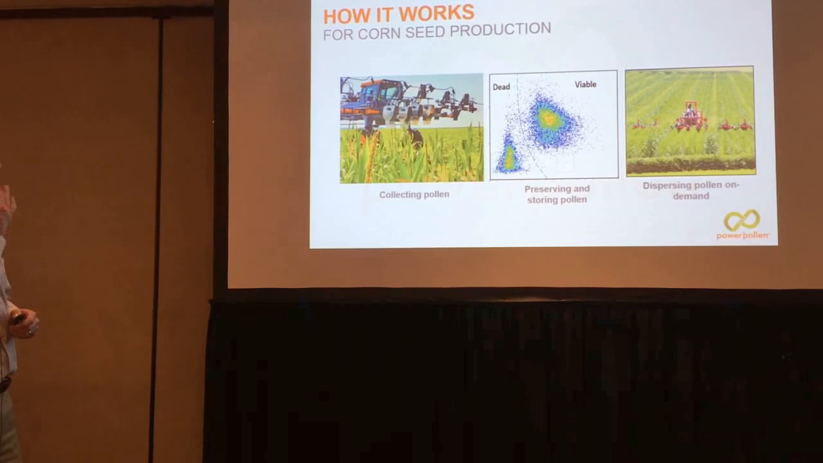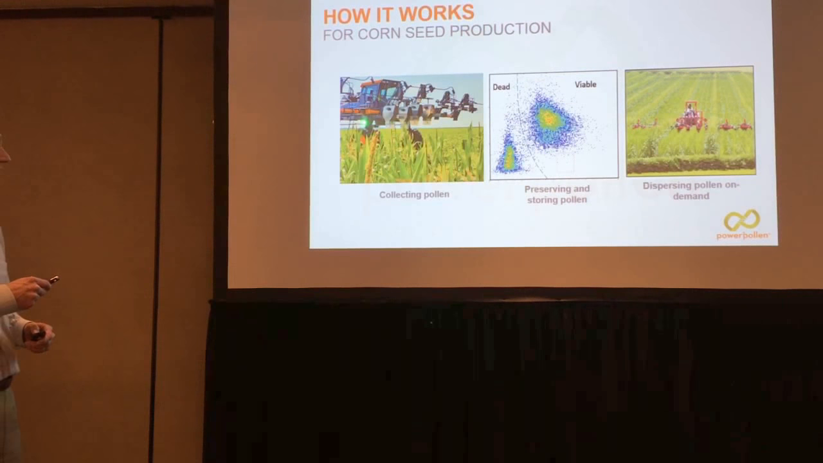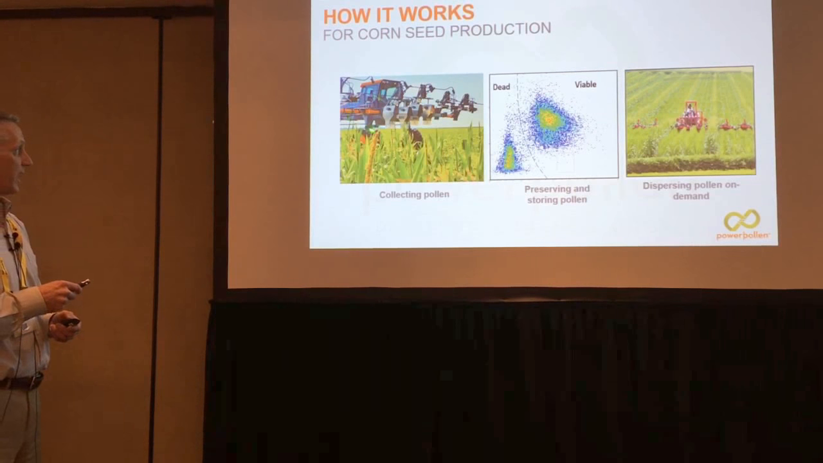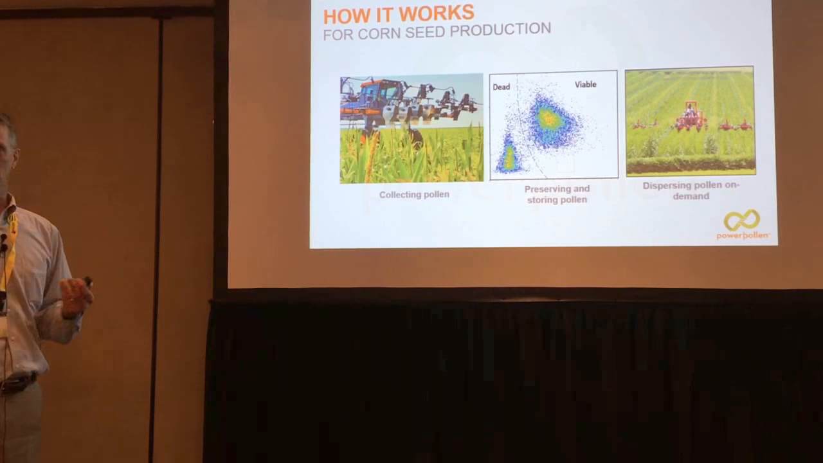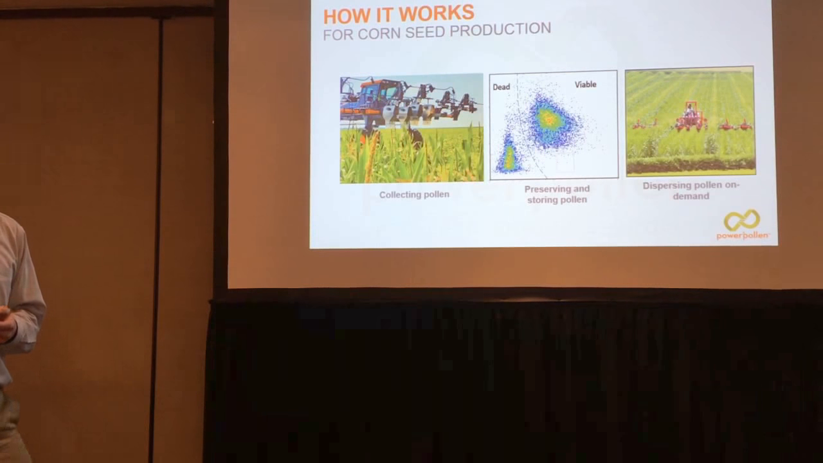So what does this actually look like? We've started to mechanize this. We have the collection mechanized. This is an actual high clearance vehicle called a Hagie, in which we have mounted 4 pollen collectors, and we can collect pollen en masse very quickly. It's not a rate limiting step for what we do. This is an actual production field.